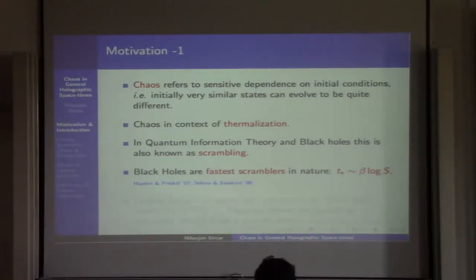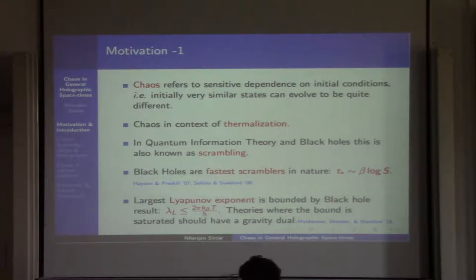It was shown that black holes are the fastest scramblers in nature, that is, the scrambling time scale typically goes as the inverse temperature times the log of the entropy. In usual systems, it depends on the amount of time the information takes to spread over the full system, so it's typically some polynomial in the degrees of freedom. But this is a log in the degrees of freedom, so in that sense it's the fastest scrambler.